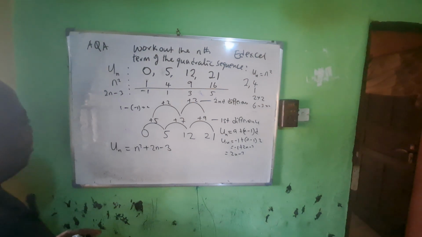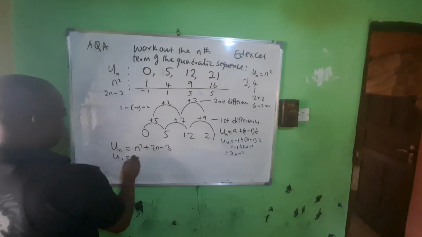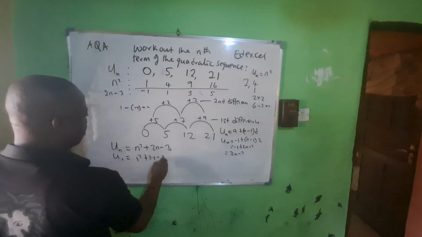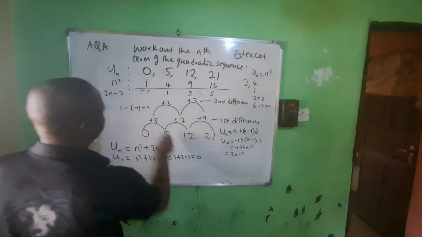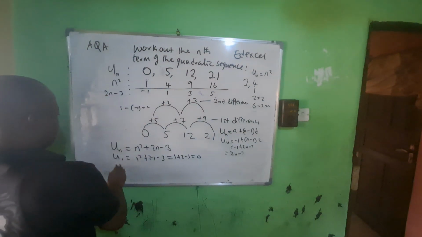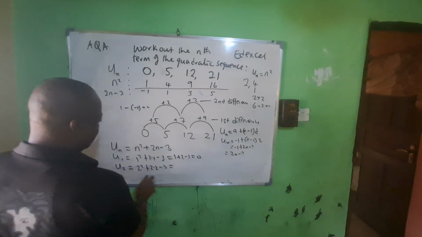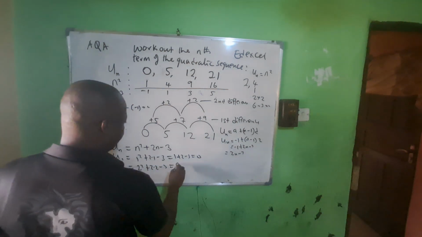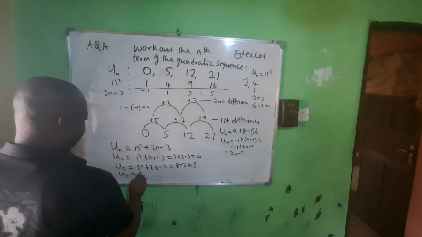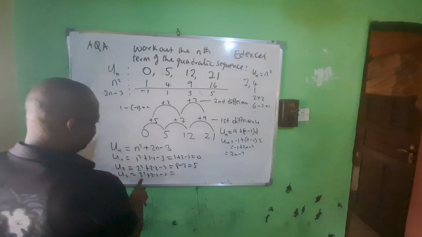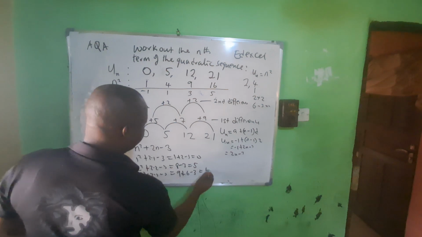Let's check for the veracity of the equation we've produced. If you take n equals 1, it is 1 squared plus 2 times 1 minus 3. This is 1 plus 2 minus 3, which is 0. So this is correct. Luckily, we are correct. Second one, 2 squared plus 2 times 2 minus 3. 4 plus 4 is 8, minus 3 is 5. It's correct. Let's check the third one, 3 squared plus 2 times 3 minus 3. This is 9 plus 6 minus 3. 15 minus 3, 12. It's correct.